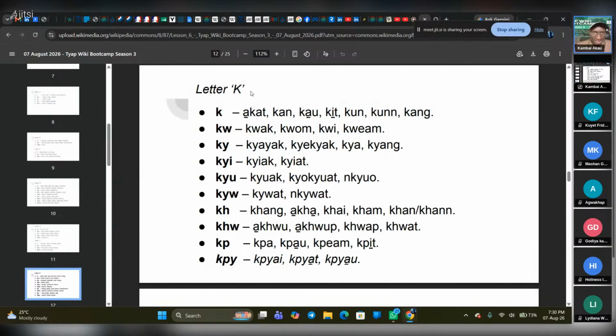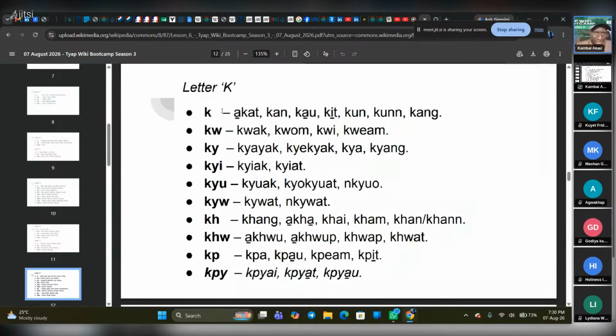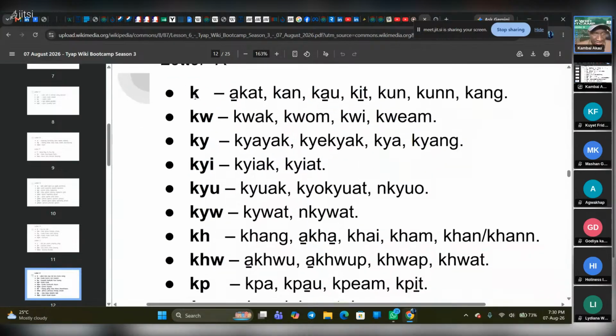And then we have the k sound. Under the k sound, we have letter k. We have these variants, and we have the pure k sound. Examples: we have cat, and then we have can, ko, kit, kun, kang, and then we have the labial form of the k sound.